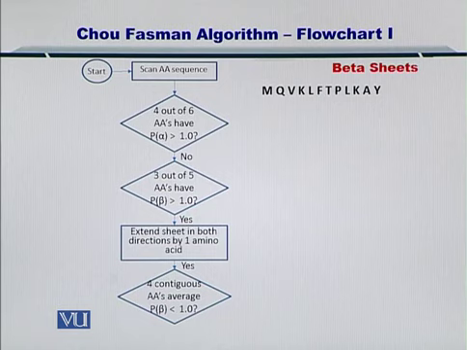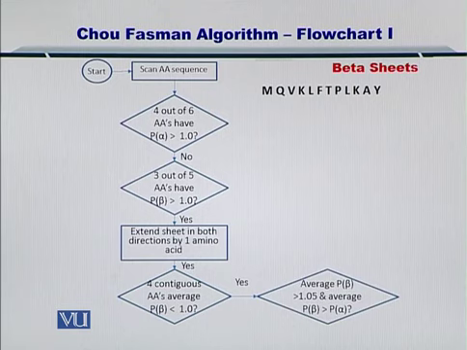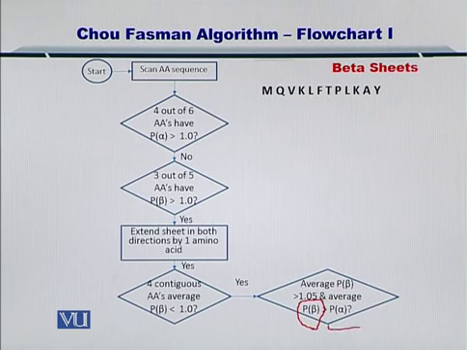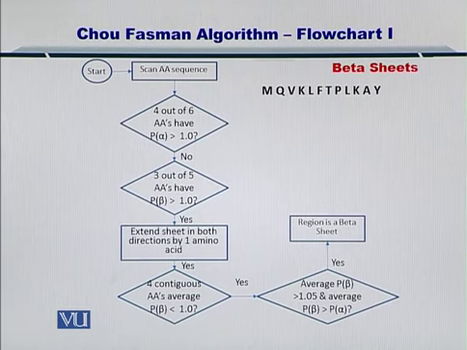in that case, you have to calculate the propensity for alpha helix for those as well, which you have already calculated here, and you compare them. So if the propensity for forming a beta sheet is still greater than the propensity for forming an alpha helix, in that case, the region is labeled permanently as a beta sheet.